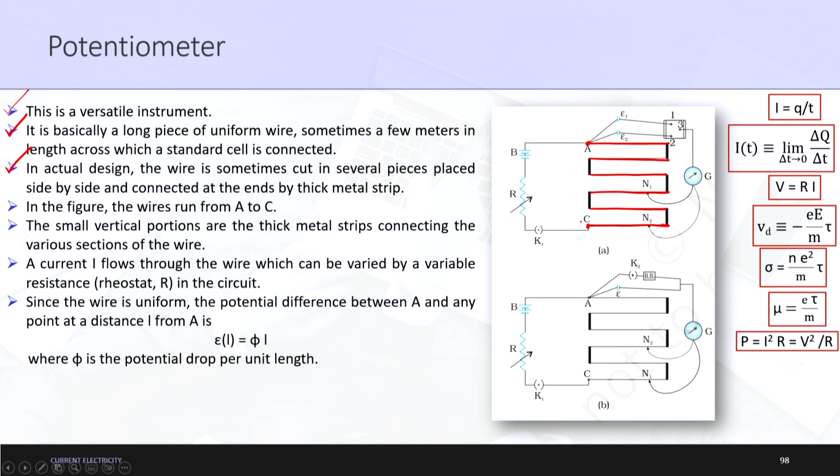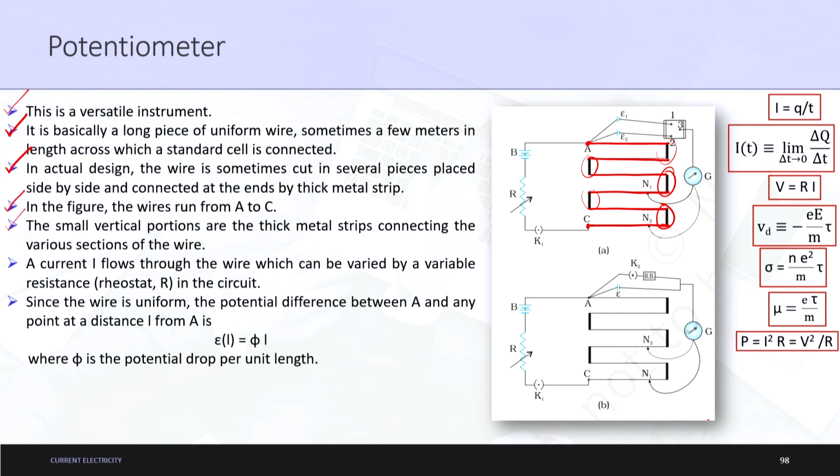So in the figure the wire runs from A to C. Next, the small vertical portions are the thick metal strips connecting the various sections of the wire. So these are nothing but the thick metal strips connecting the different portions of the wire. Okay, so this thing has also been explained.